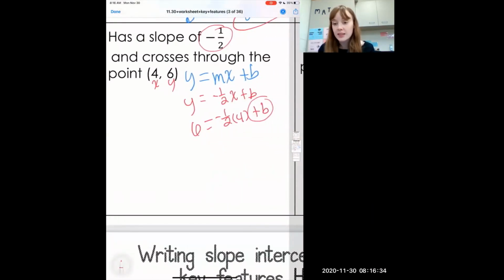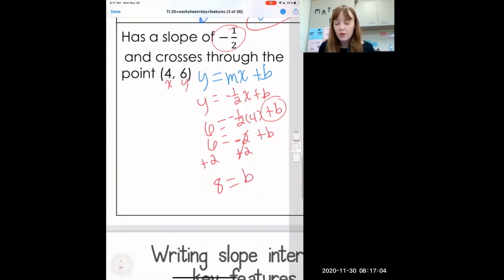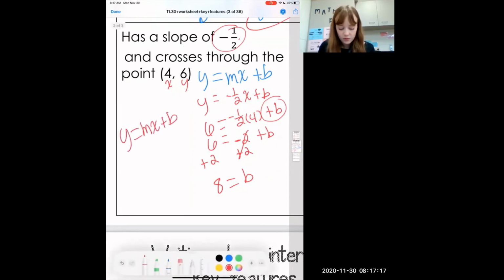So let's simplify and try to get that b all by itself. Well, negative 1/2 times 4 is negative 2 plus b is equal to 6. Well, negative 2 plus b is like b minus 2. So to get rid of a minus 2, we add 2 to both sides. Those cancel out, and I'm left with 6 plus 2 equals 8. So our b value is 8. So our final answer, we know the slope is negative 1/2, and we know the y-intercept, our b is 8. So our final answer needs to be in the form y equals mx plus b, where we replace the slope with negative 1/2.